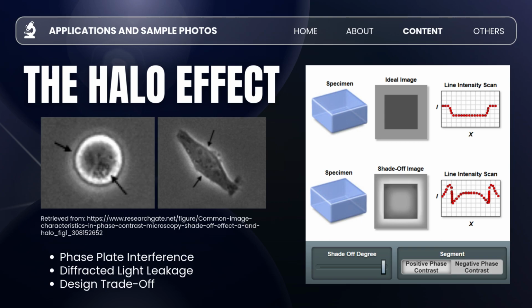So in summary, phase contrast microscopy opens a window into the living cell, letting us record dynamic biological processes with striking clarity, while also reminding us of the optical trade-offs that come with this powerful technique.